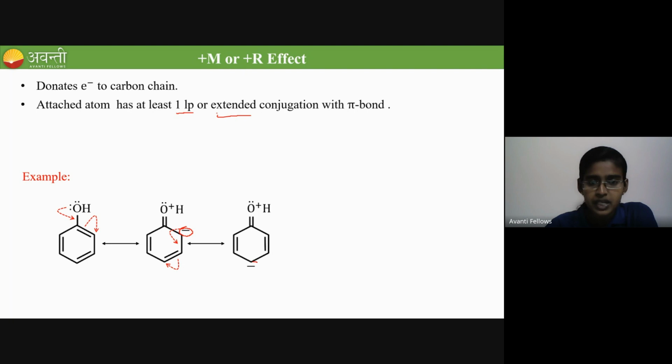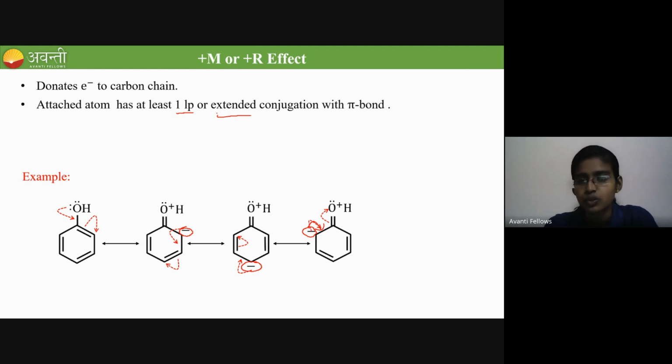Now this particular electron which has got delocalized will go here, and this will move towards this carbon. Okay. So we get a fourth structure like this, and this particular electron will come here, and the pi electron which is between oxygen and carbon again goes towards the oxygen to give the fifth structure. Got it? Now what is happening?